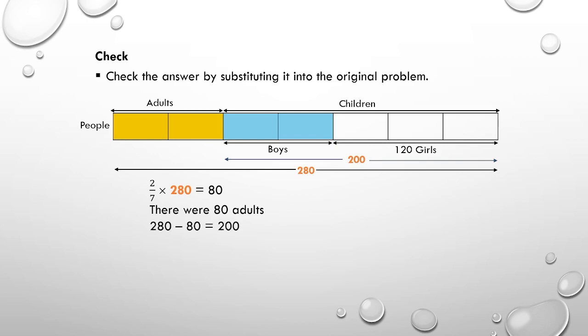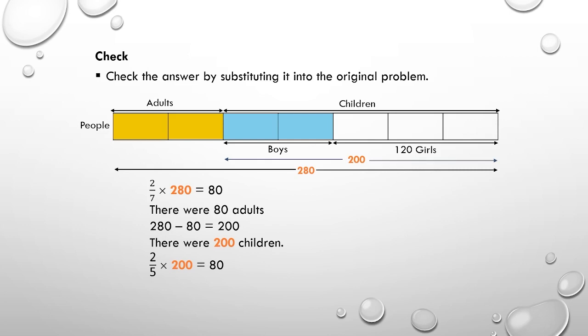Next thing is to check for the number of boys, no? So we can solve for the number of boys. We know that two-fifths of the number of children, or two-fifths of the children, were boys. So multiplying two-fifths by, not by 280 but by 200, two-fifths of 200 is equal to 80. So we have 80 boys.